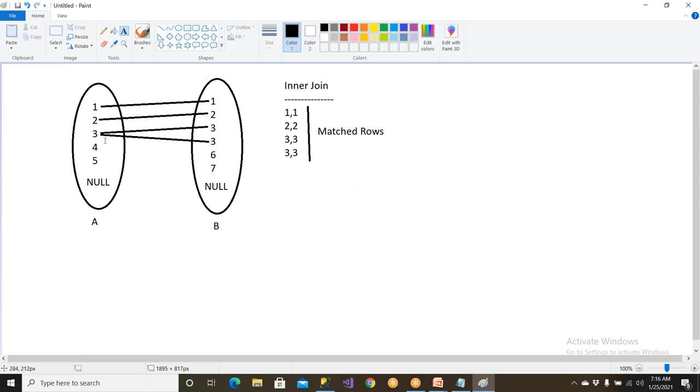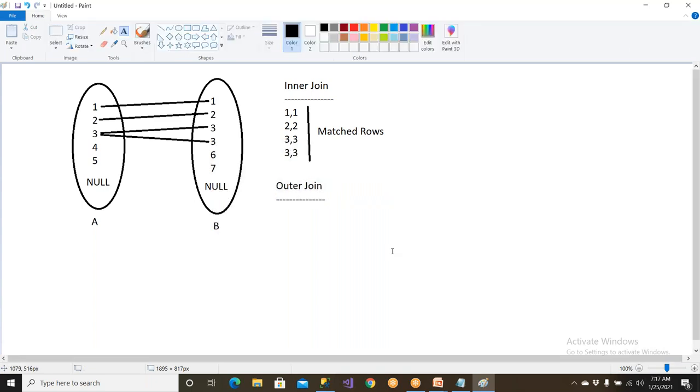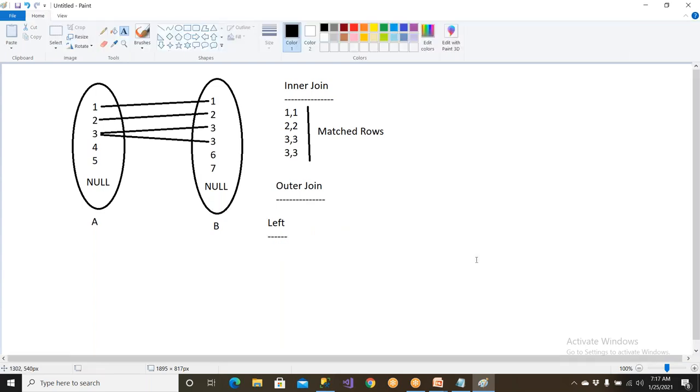So I wanted to have outer join. Outer join means unmatched data. I wanted to get it. So if you wanted to get unmatched data, that is where we are going to be using outer join. Okay. So in outer join, there are three varieties, right? One is called left, the next one is right. So let me take a left outer join. If I go in for left outer join, what will happen? Let us understand. So left outer, and we have right outer, and we have full outer.